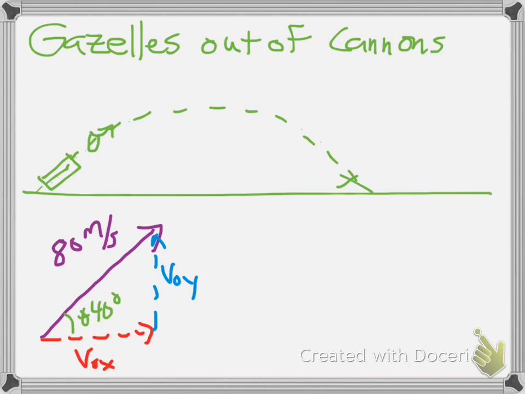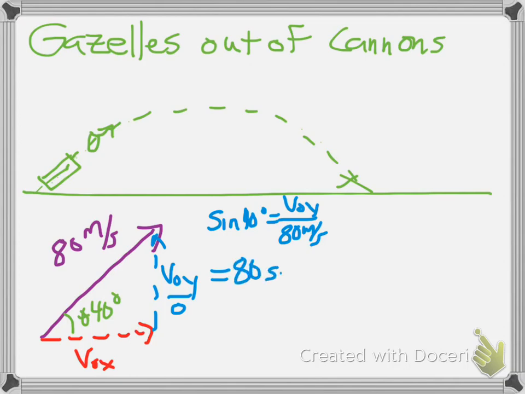So if we want to do the vertical, we know that this is the opposite side, right? If we know opposite and we know hypotenuse, then we can use sine. So sine of 40 degrees equals the initial velocity in the y direction over 80 meters per second, or the initial velocity in the y direction equals 80 times the sine of 40 degrees. If you do that in your calculator, you would get 51.4 meters per second.